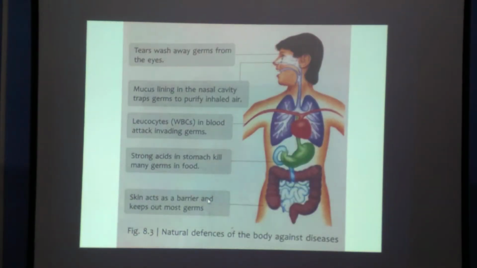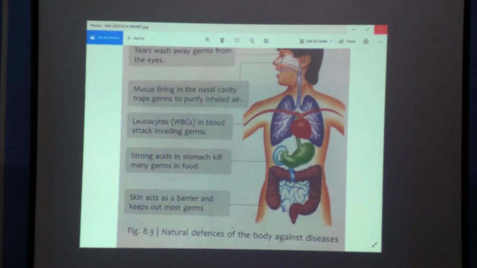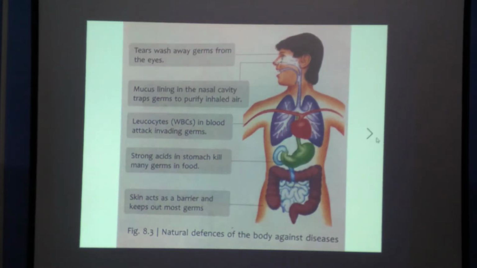Now we go to the next topic, natural defenses and immunity. How does our body naturally defend itself from diseases, and how can we increase immunity? You can have a look at the diagram and listen to me.